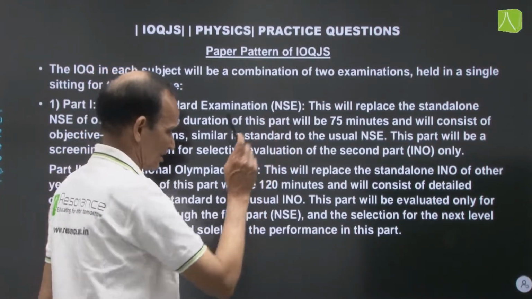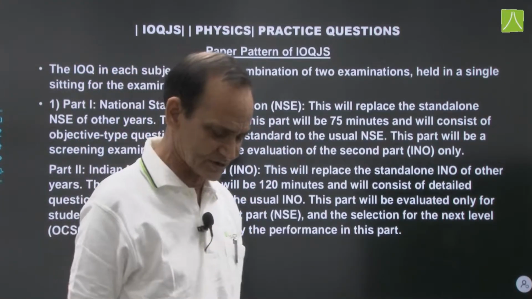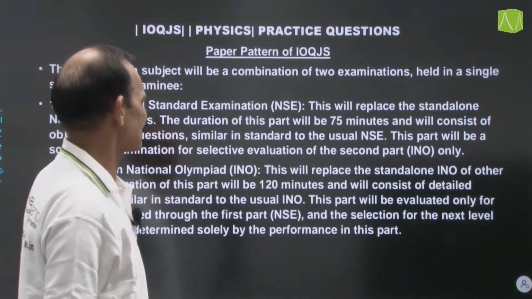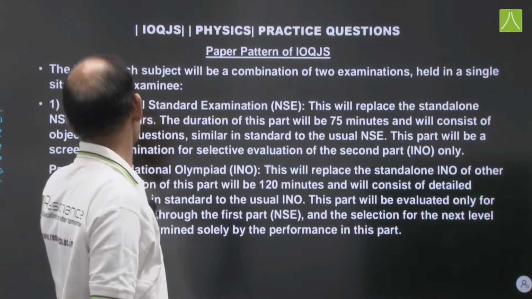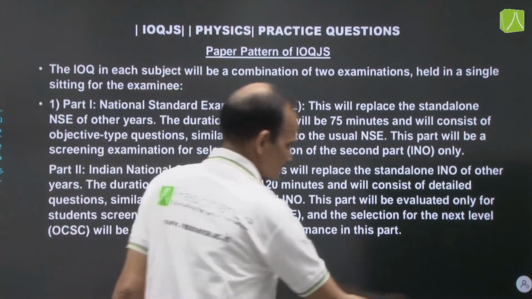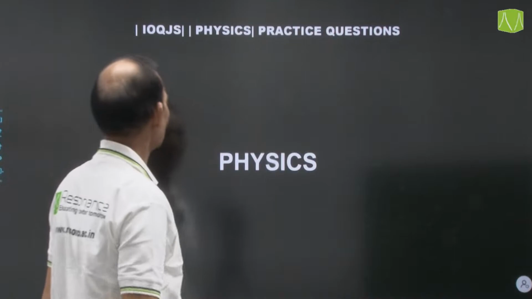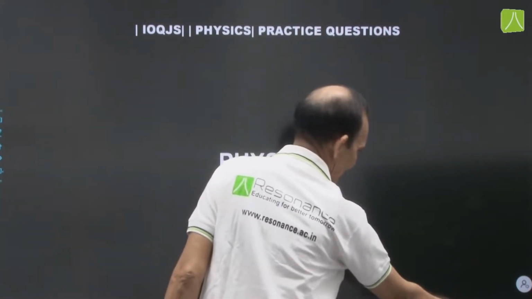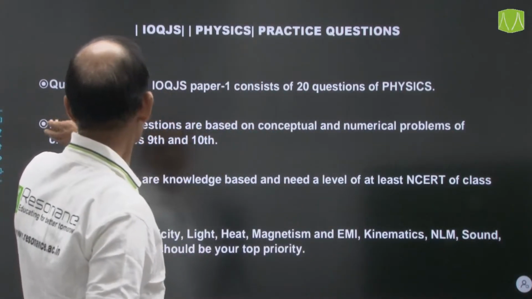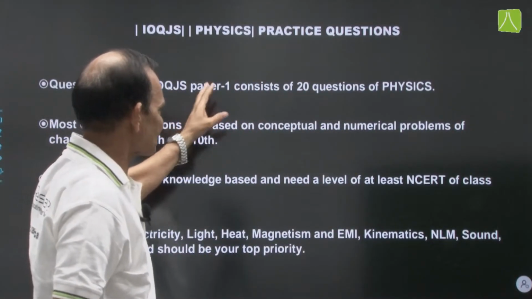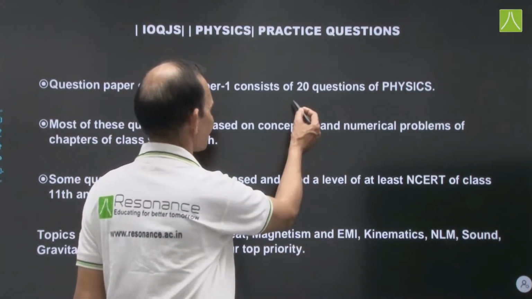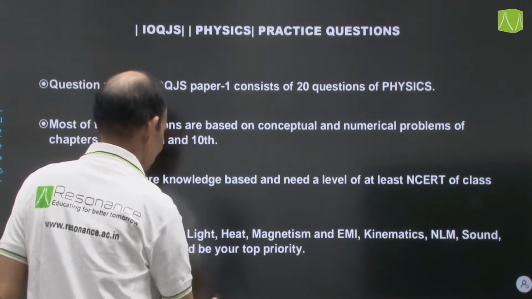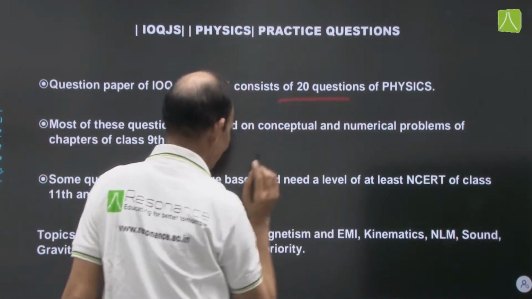In the first paper there will be approximately 20 questions from physics from each subject. This year maths is not in the first IOQJS. Now we will discuss physics here. These are the questions of IOQJS in the first paper, there will be only 20 questions from physics, and they will be objective.